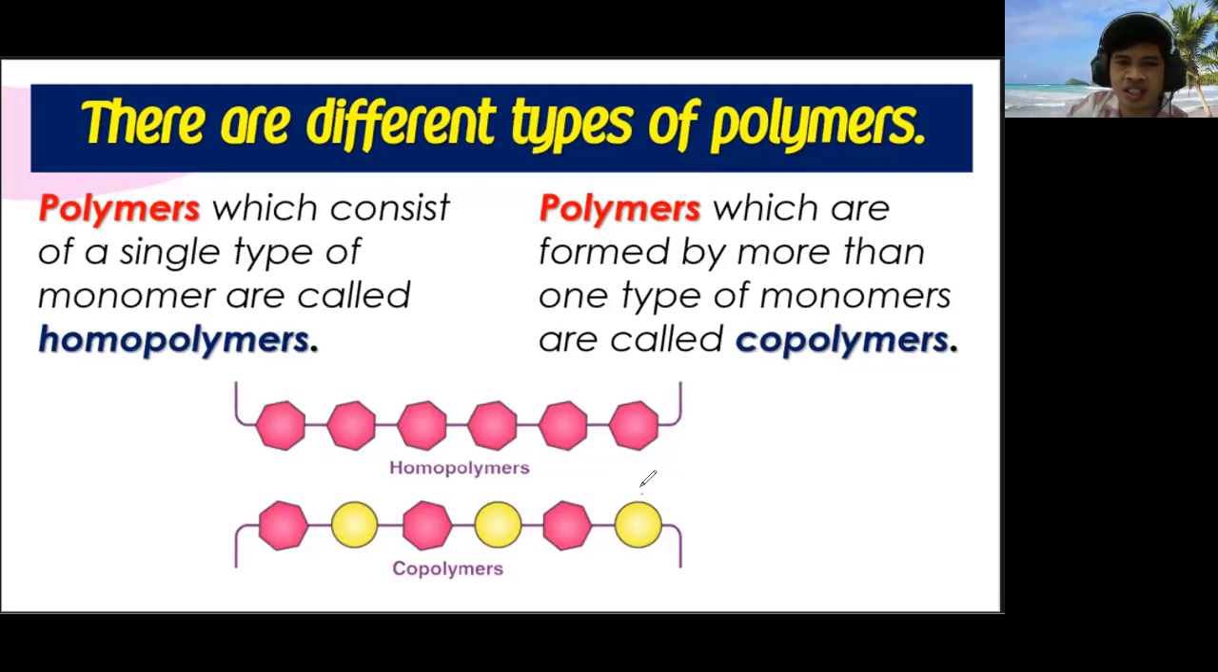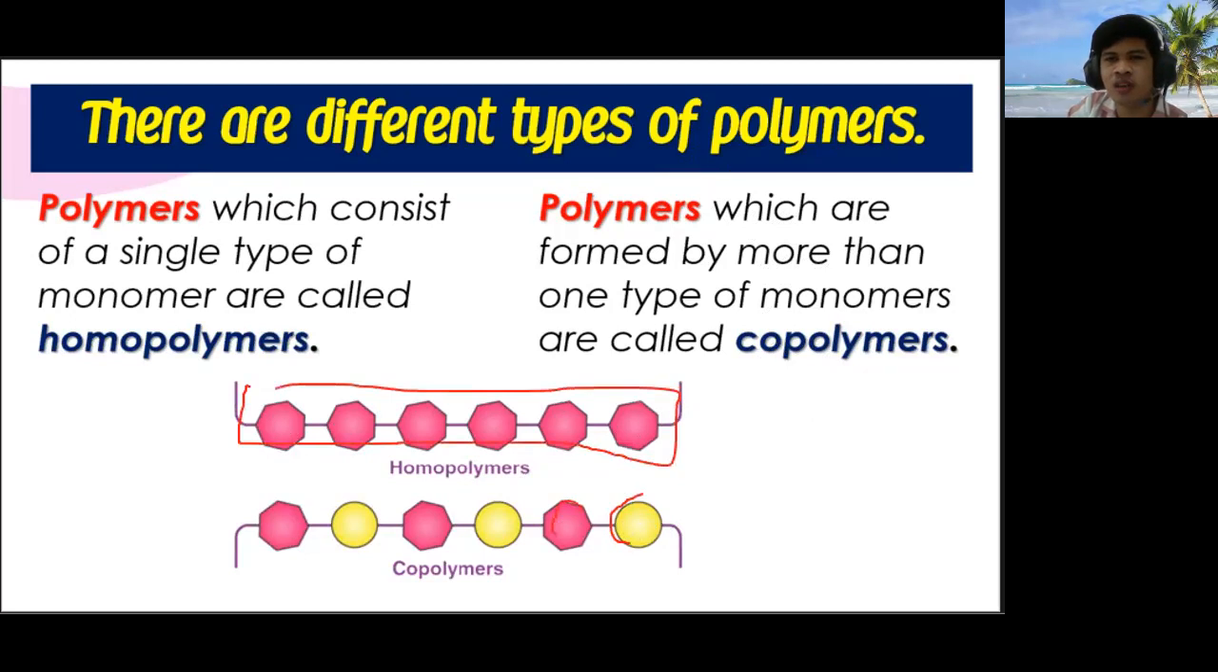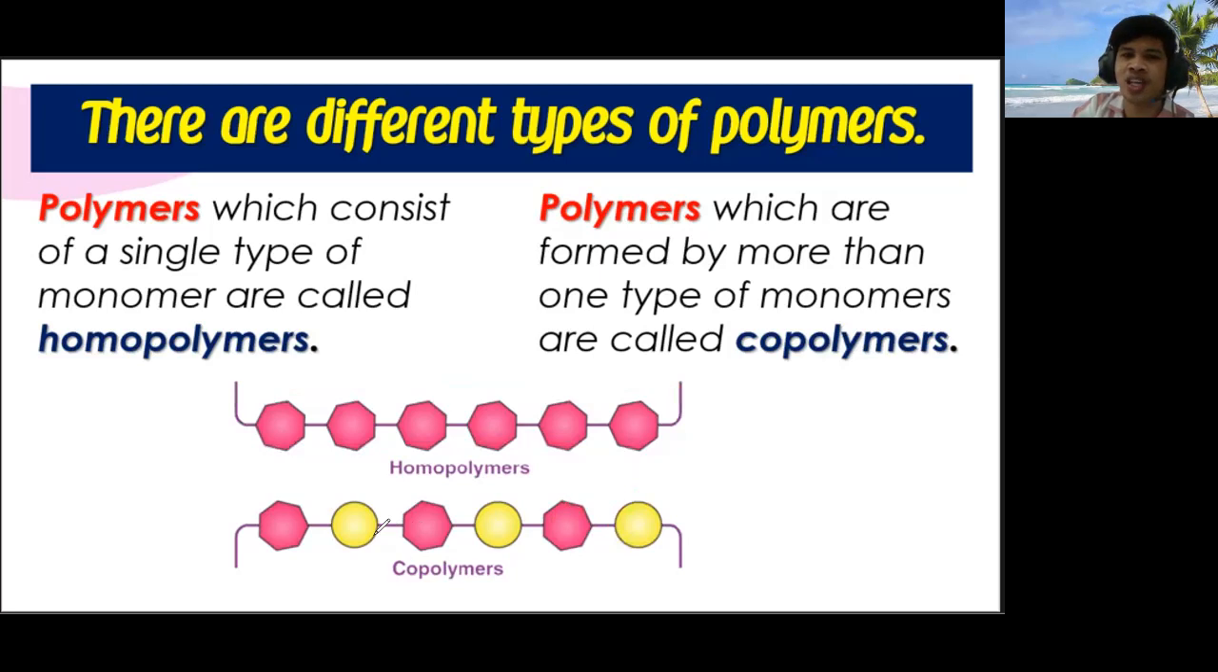As you can see here, there are yellow and pink. Homopolymer only one type, one color, but copolymers more than one type. Again, the difference is that a homopolymer is made of only one type, and a copolymer is made of more than one type. Homopolymer and copolymer, right? So these are the different types of monomers.